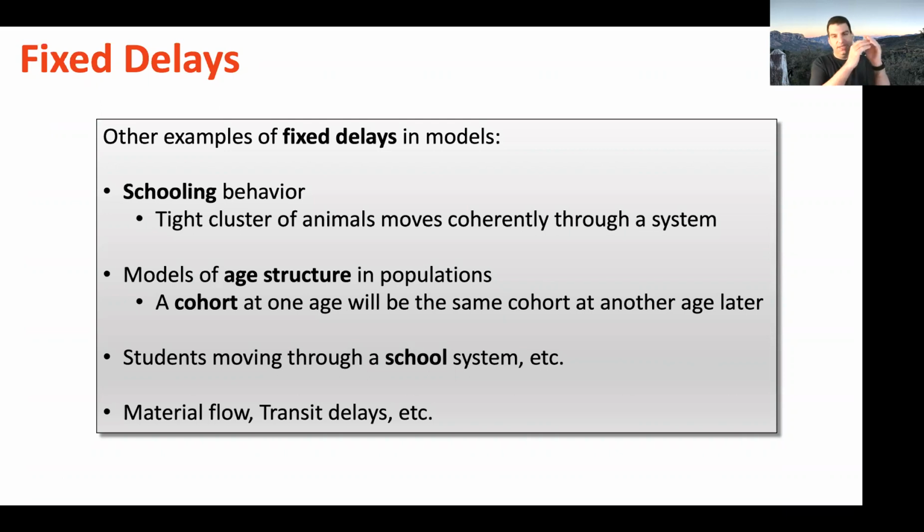So the cohort itself isn't changing, so once you know what it looked like at one time, you're going to know what it's going to look like at future times in other parts of the system, because it's just going to be copies of what it looked like at previous times. That's an example of where we use fixed delays. And then, just generically, transit delays in traffic systems, material flow, again, getting materials from one point to another. These are all fixed delays.